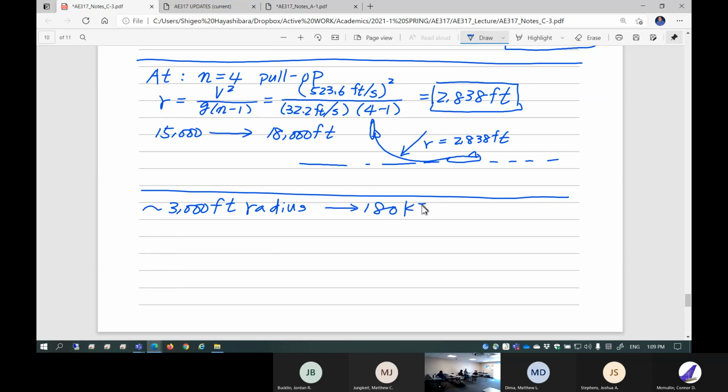So about 3,000 feet radius, then you are going to have 180 KIAS. How come you just keep giving us KIAS? And then you go through the same process, same ISA, same, C is capital, sorry. So same process involved: indicated to calibrated to equivalent to true. You are going to convert this into 398.9 feet per second.